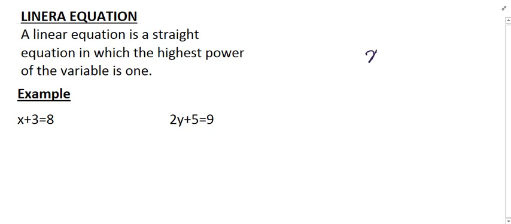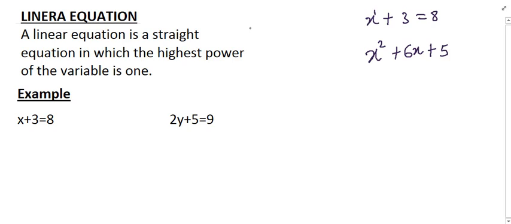Let's say x squared plus 6x plus 5. This is a quadratic equation. When you have equations that have powers, we call them polynomial equations or polynomial functions. But in this class, we're going to be dwelling on equations in which the highest power of the variable is just 1. For instance, x plus 3 is equal to 8. The highest power of the variable here is just 1. I think in our index class, we have work done on this.